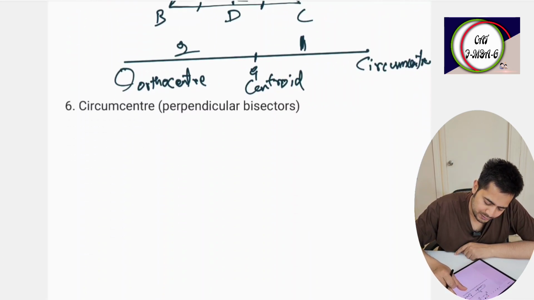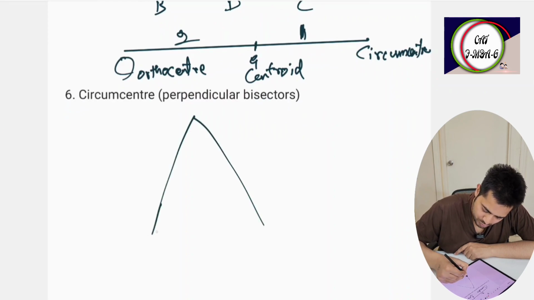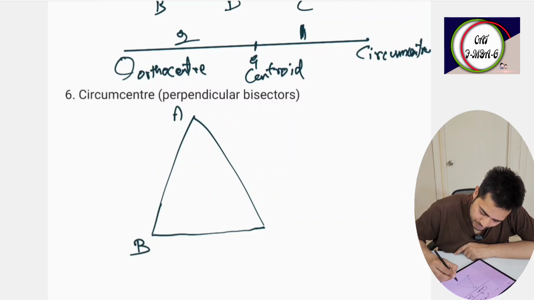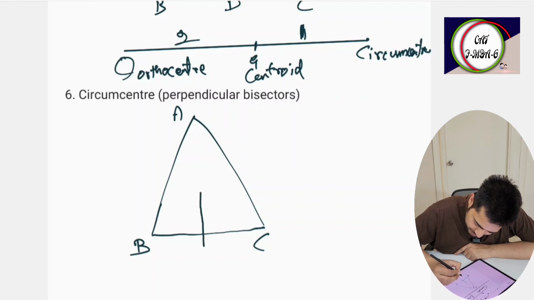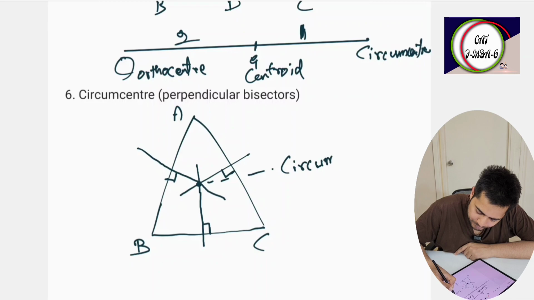Okay, now let's see what a circumcenter is. So A, B and C. We draw a perpendicular bisector to this side, which bisects it, and it is perpendicular. Similarly, a perpendicular bisector like this of AC, and a perpendicular bisector of AB like this. This point is known as the circumcenter.